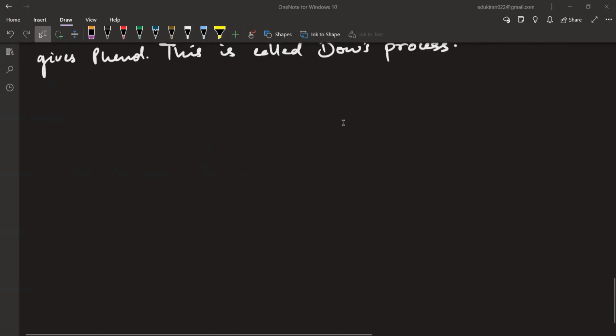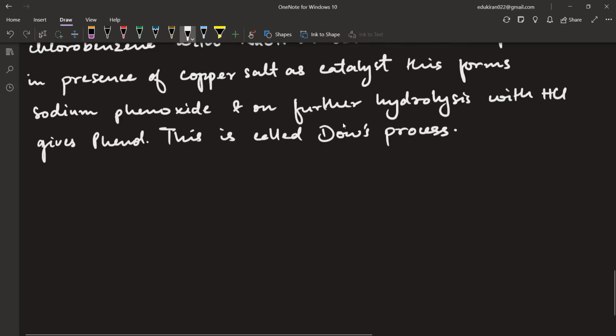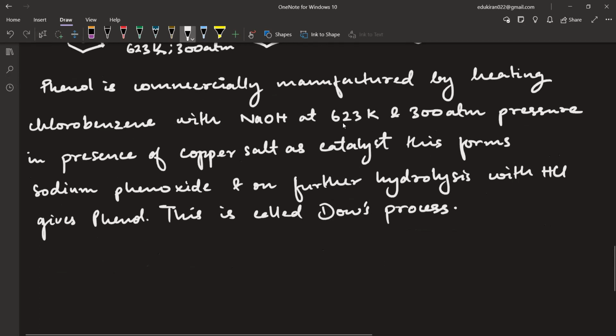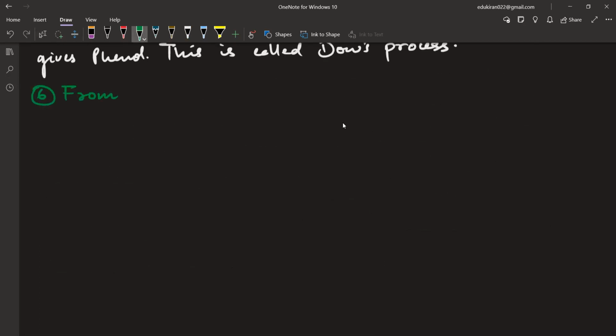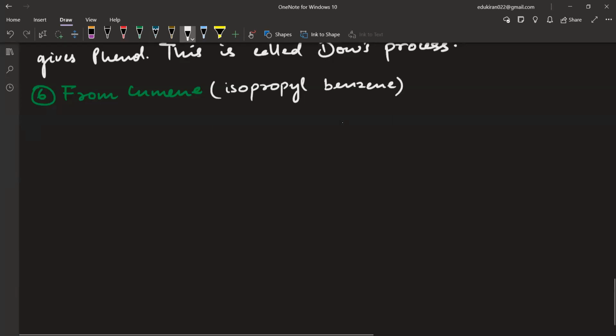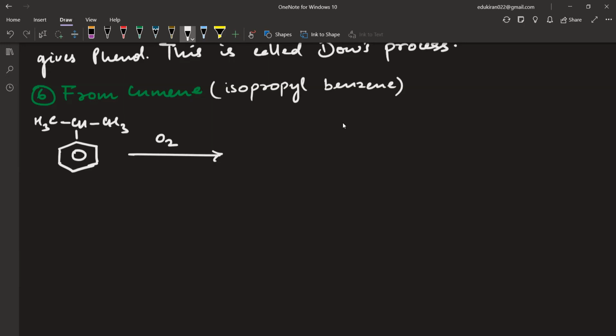Right, next, from cumene. What is cumene? Isopropyl benzene. Okay. We have here benzene, CH here and CH3 here, CH3 here. First of all, we react this with oxygen. Now, oxygen does an insertion reaction and we get a molecule.